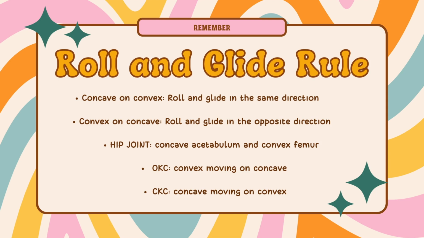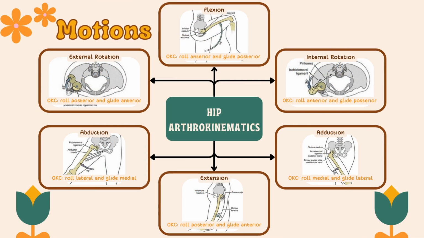So going back to those osteokinematics, we're going to add arthrokinematics on top of that. So for flexion in open kinetic chain, you will have the femur rolling anterior and gliding posterior. And extension will be the opposite. Your femur would be rolling posterior and gliding anterior. For external rotation, you would have a posterior roll and a glide anterior. Internal rotation, rolling anterior and gliding posterior.